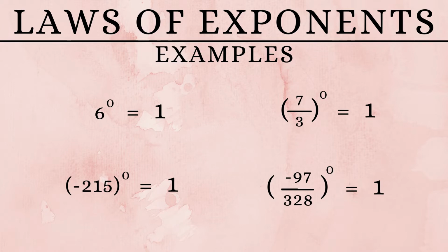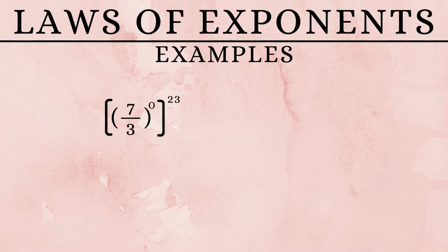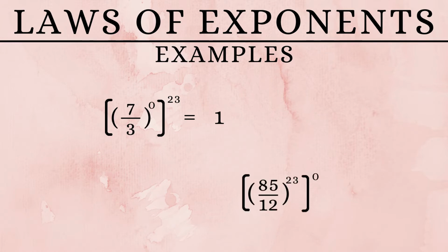Now let's say we have an expression like this. 7 by 3 whole to the power of 0, the whole raised to 23. Here again, since 7 by 3 whole to the power of 0 is 1, our final answer is 1 to the power 23, which is also 1. What if we have an expression like this? 85 by 12 whole to the power of 23, the whole raised to 0. Here again, whatever our base is, when raised to the power of 0, the answer will always be 1.